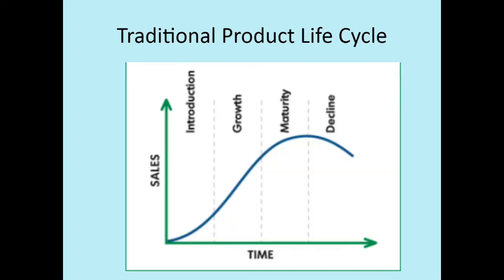So we're going to start by talking about what's called the traditional product life cycle. This is the product life cycle that the majority of products will follow. You'll notice on the left-hand side of the graph, the up and down axis, we're looking at sales. So how many items are being sold? And at the bottom on the horizontal axis is time. You'll notice it's not a specific amount of time.